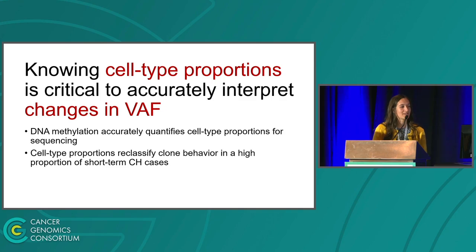So in conclusion, I believe that it's really important to know cell type proportions. Knowing cell type proportions is critical for accurate interpretation of changes in VAF. From this work, we see that DNA methylation accurately quantifies cell type proportions for sequencing assays, and also that knowing these cell type proportions helps us to reclassify clone behavior and understand who is at risk.